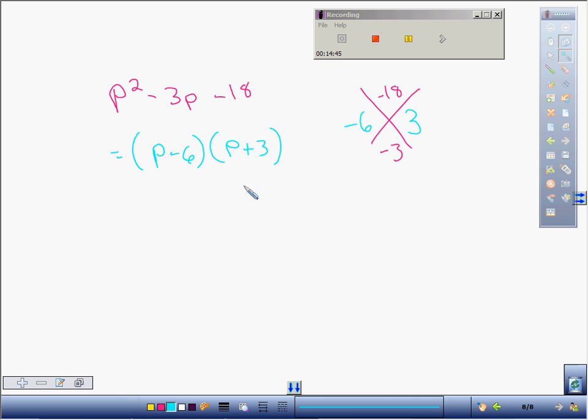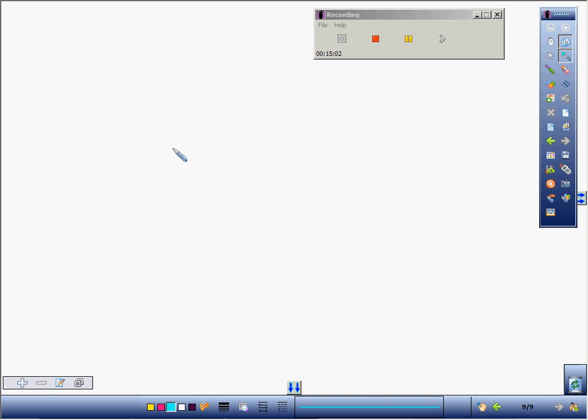Do you always put the larger number in front? Doesn't matter. It doesn't matter if I put p plus 3 in. Doesn't matter which one. Okay. Here's a tricky one. Here's another you try. I'm doing lots of them because I think this is something that you need lots of practice.